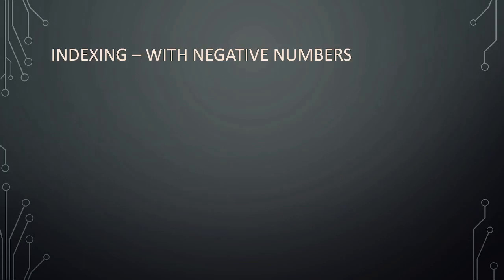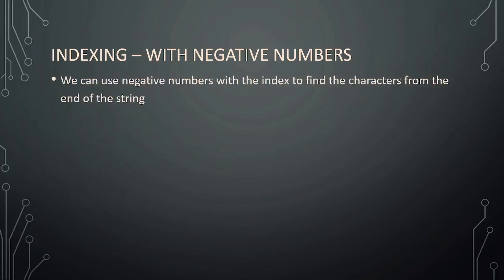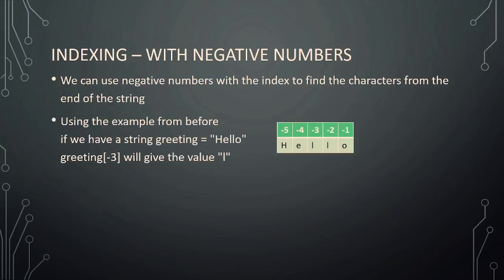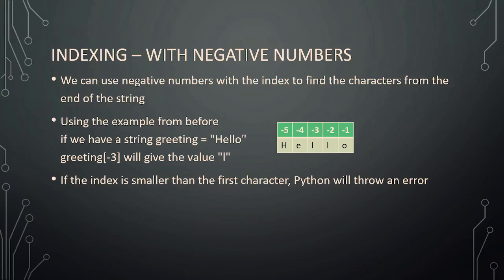We can also do indexing with negative numbers. And we can use the negative numbers to find characters from the end of the string. So I'm going to do the same example from before. I'm going to use hello, but this time you'll notice the numbers in my table are negative. So -1 is the very last character, -2 is the second last, and so on. So if I say greeting -3, it's going to count from the end, the third character, and that's the L, and then it'll return the value L. Now, if the index is actually smaller than that first character, so in this case, my string is 5 characters long, and that first character is -5, Python will throw that error again.